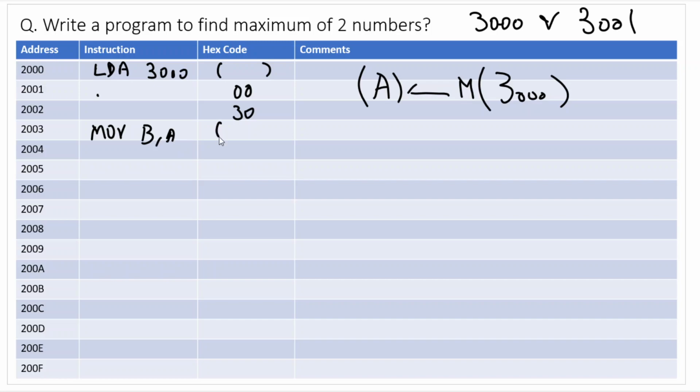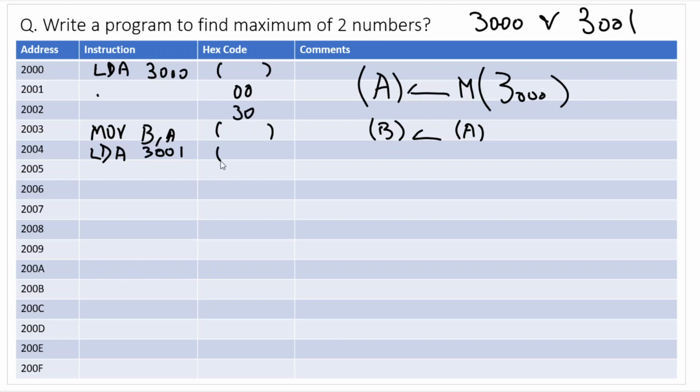So you have to write the opcode of the move B comma A instruction from the chart. So what does this instruction do? Whatever was in the accumulator will now be transferred to B. So in short, whatever was in the memory location 3000 has been transferred to B. Now the accumulator is not exactly free, but we can use it. We can now load another data that's located in the memory location 3001 into the accumulator.